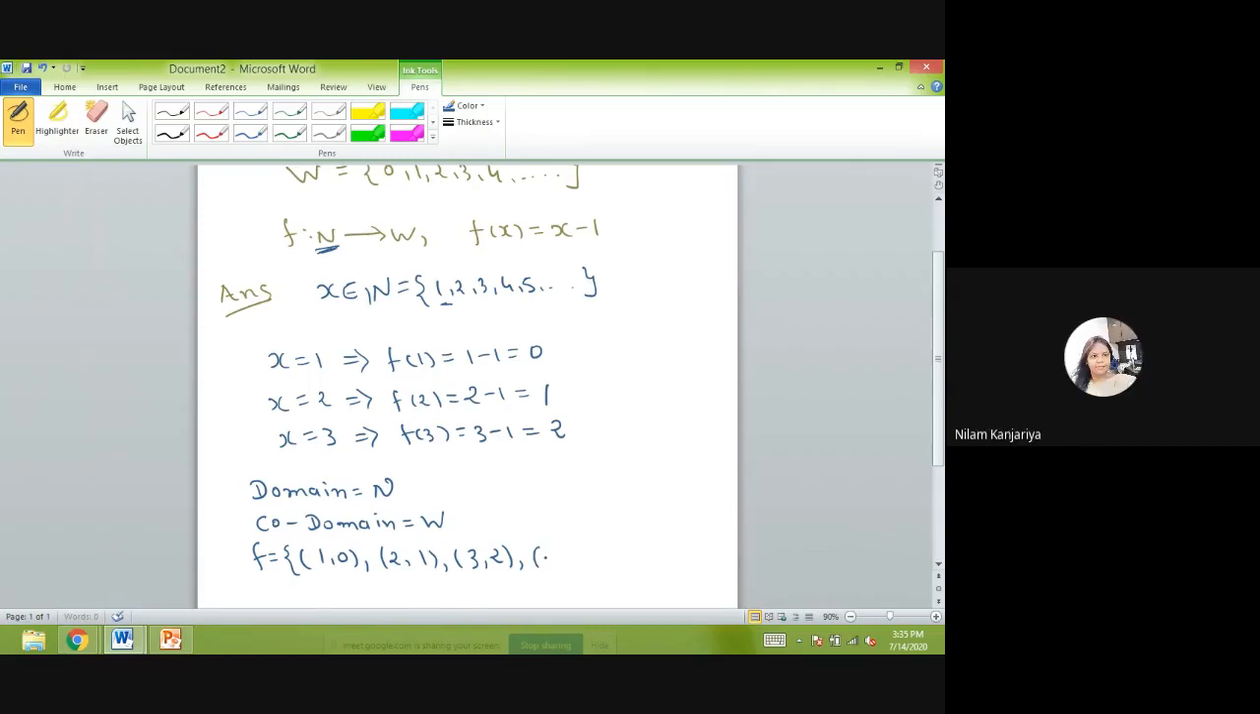Then look at the relation: 1 and 0, 2 and 1, 3 and 2. So the next will be 4 and 3. If you take x equal to 4, then f of 4 is 4 minus 1. Always remaining 1, subtract 1 from each element. So it will be 3. So 4 and 3.